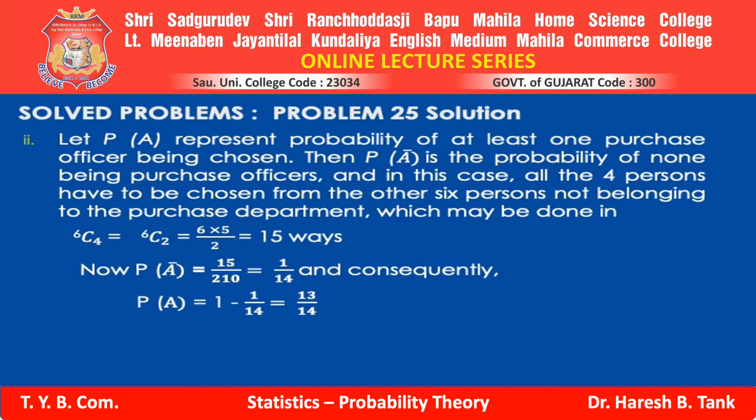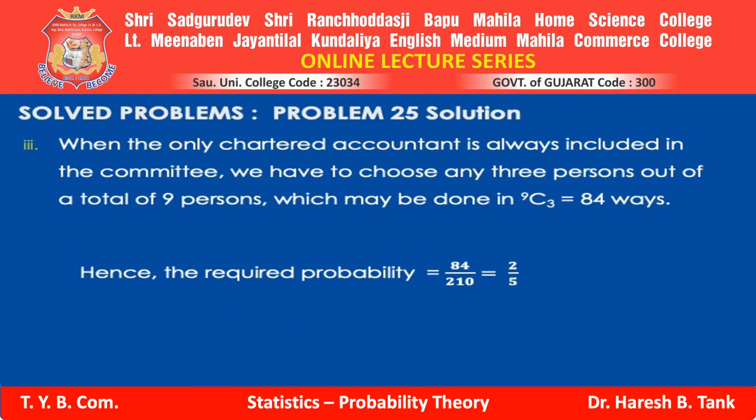Right? Let us have the third option. When the only chartered accountant is always included in the committee, that is to be fixed. We have to choose any 3 persons out of the total 9 persons. That can be done in 9C3, that is 84 different ways. So the required probability is 84 divided by the exhaustive cases, which are 210. Further simplifying it, it comes to 2 upon 5. Clear? It was simply a reciprocal of the last example.